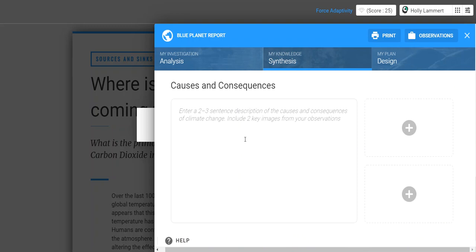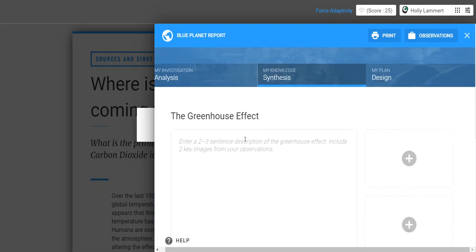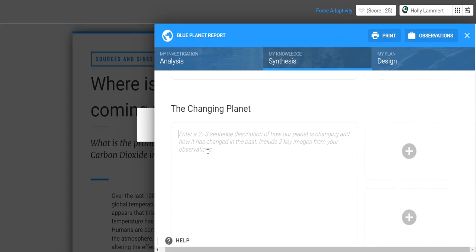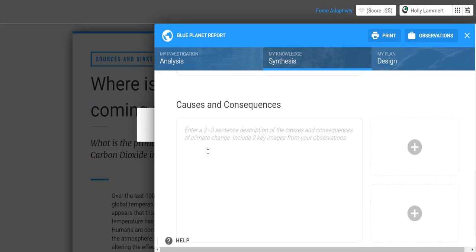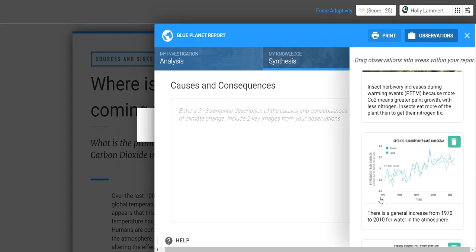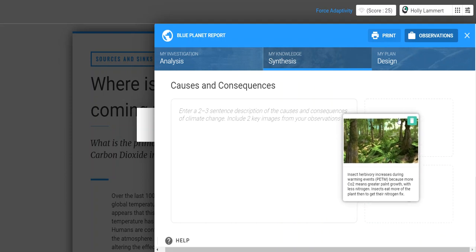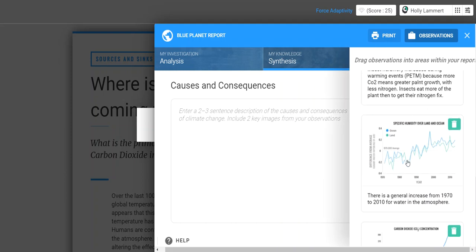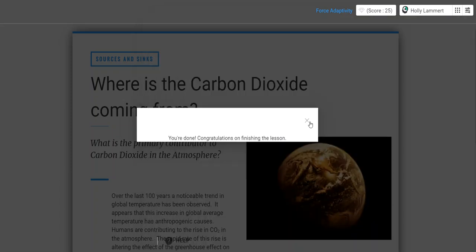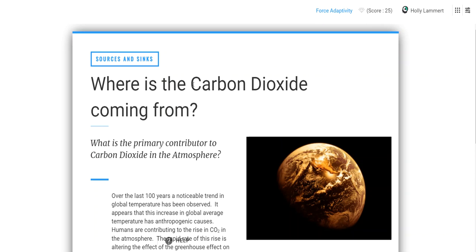Okay, so go ahead and summarize 2 to 3 sentences of the greenhouse effect, the changing planet, 2 to 3 sentences here, and then causes and effect. And same thing, you can put in some of these other observations. Here maybe I'll elaborate more on insect herbivory in this summary. Okay, so I'll let you go ahead and do that. To sum up, it will be locked after this, so make sure that you're happy with your results, your conclusion from those 2 to 3 sentences.